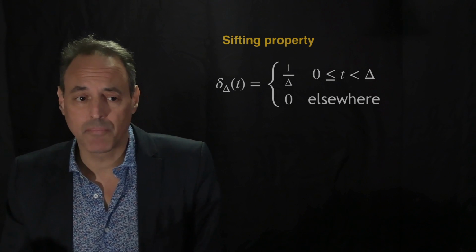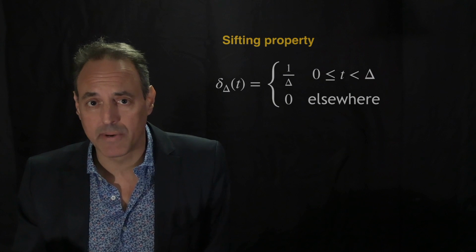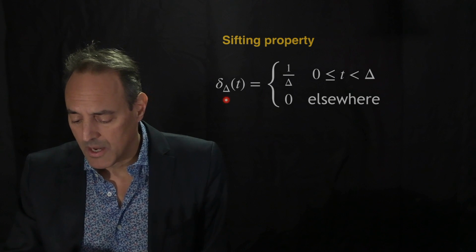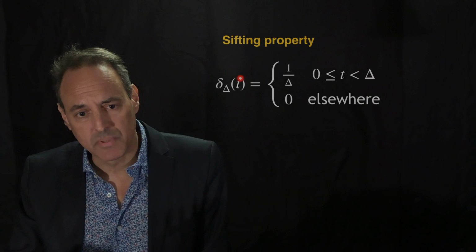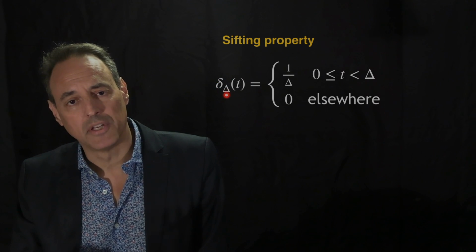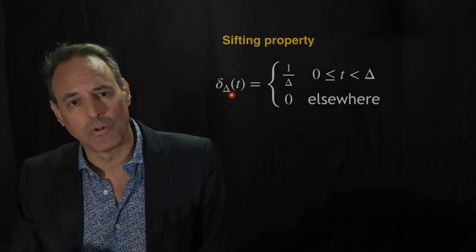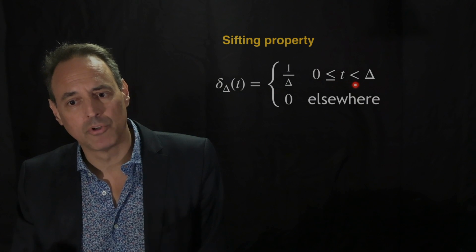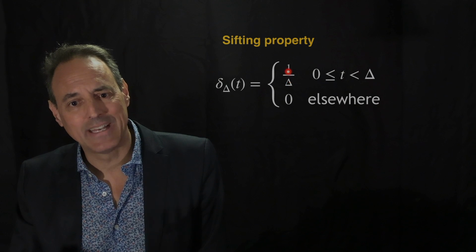So here's the sifting property. Once again, we've already talked about this a bit, but let's just revisit it here. I'm going to specifically represent the delta function as delta of delta here. The delta is the interval where it's non-zero. So the interval is from 0 to delta, and let's say the height is 1 over delta.